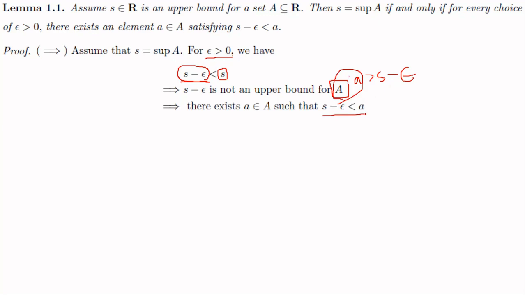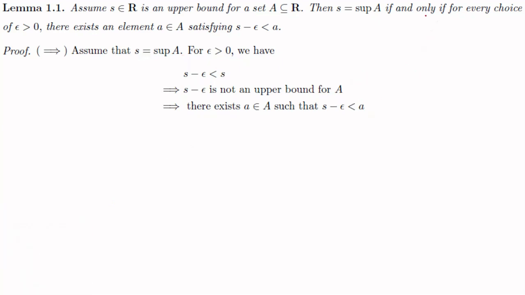This means that there exists an element A in capital A such that S minus epsilon is less than A. Now what we have done here is that we have started by assuming S is equal to supremum A, and we have shown that for every epsilon greater than 0, there exists A element of capital A such that S minus epsilon less than A. And this completes the proof in the forward direction.